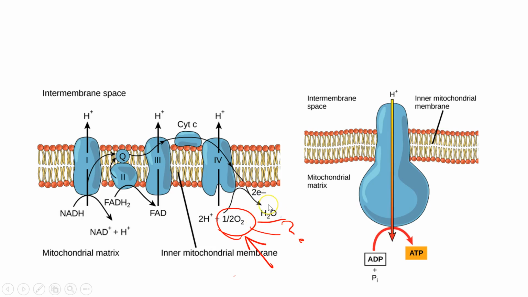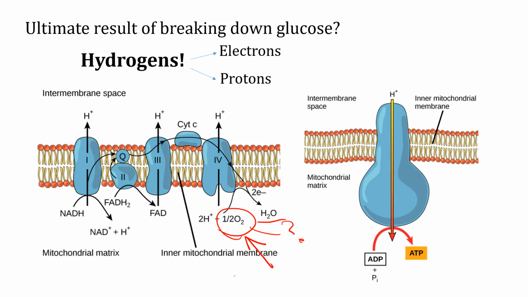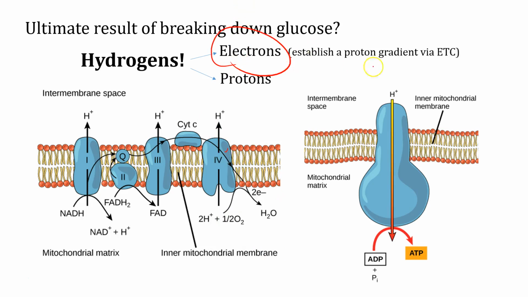So that's why you breathe, okay? And it forms water. All right, so then that basically gets us to the ultimate result of breaking down glucose. You want to get hydrogens, right? And if you take the hydrogens, you break them apart into electrons and protons. The electrons are brought to the electron transport chain, okay, and that's where you see all of these electron shuttles here that are bringing electrons to the electron transport chain.